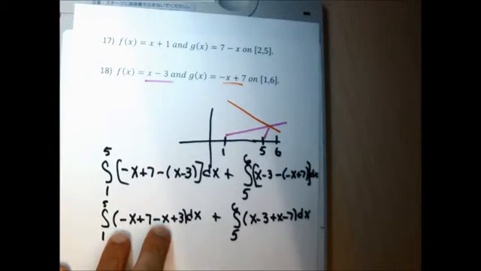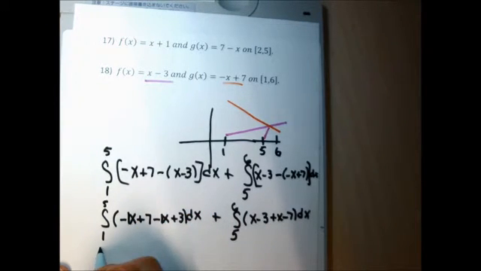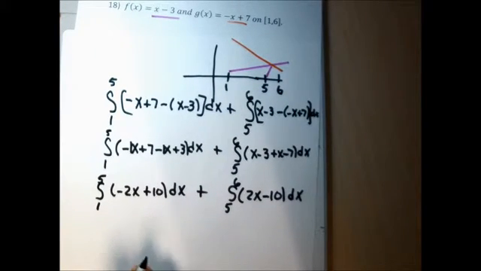This one, the x's both have negative 1s that are implied in front of them, so it's going to give me a negative 2x. And then 3 and 7 is plus 10. And the next one, x plus x is 2x, minus 3 minus 7 is minus 10. All right, so now I'm going to integrate these.